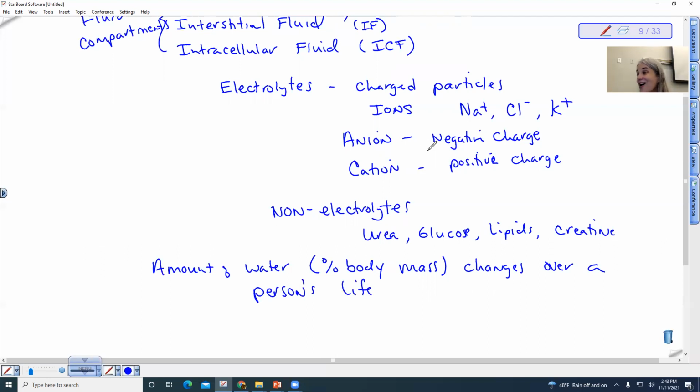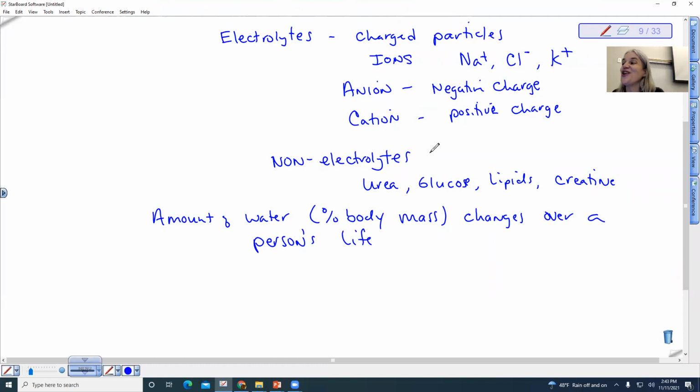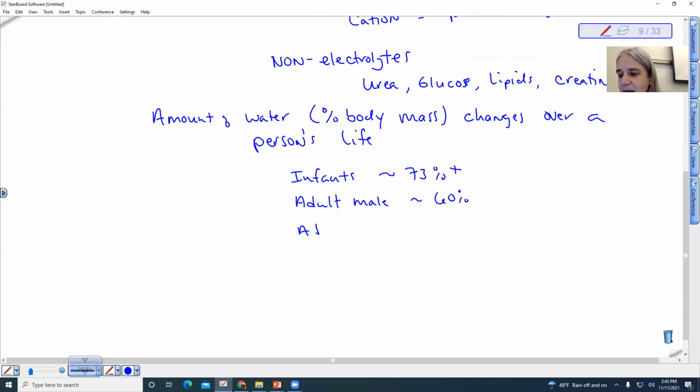So babies have lots of water. They're almost just full of water, bursting with water. Infants are about 73% plus, right? When we look at adult males, they actually have more water than females. Adult males are about 60% water as their body mass. And then the adult female is less. It's about 50%.